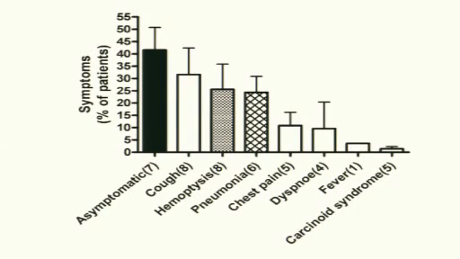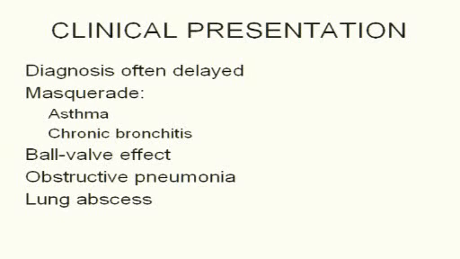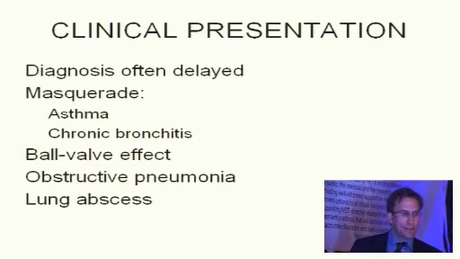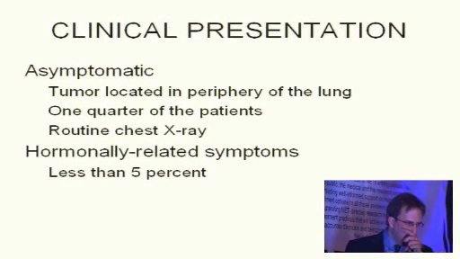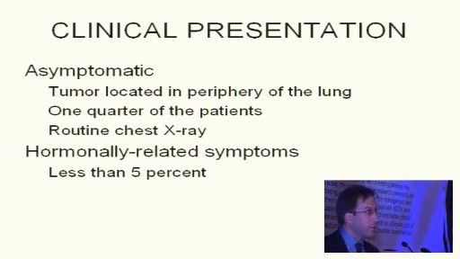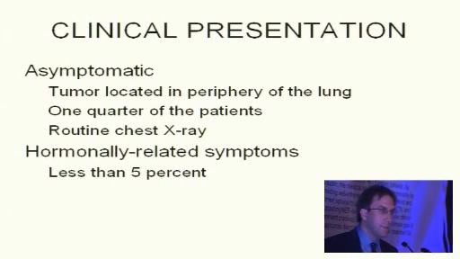And often the patients are asymptomatic. Depending on the series, close to 50% of the patients are asymptomatic. The lesion was just found, seen on a routine chest X-ray. This masquerades as other diseases, as you know already, asthma and bronchitis. And as I said, some patients are asymptomatic. Okay, and also you can have hormone-related symptoms. This is very rare for bronchial carcinoid tumor, actually. It's less than 5%.